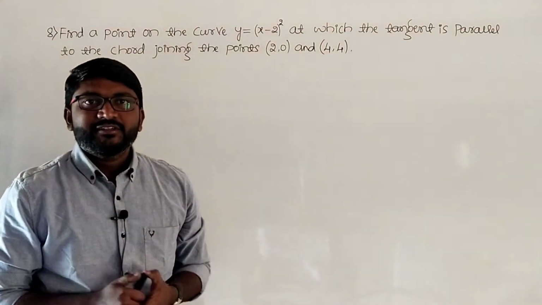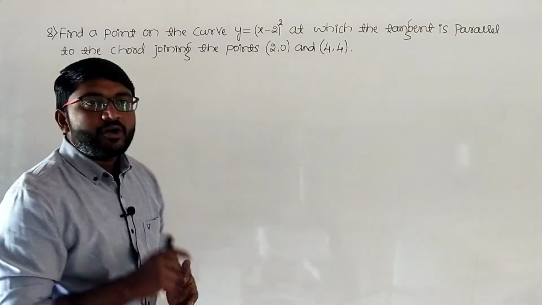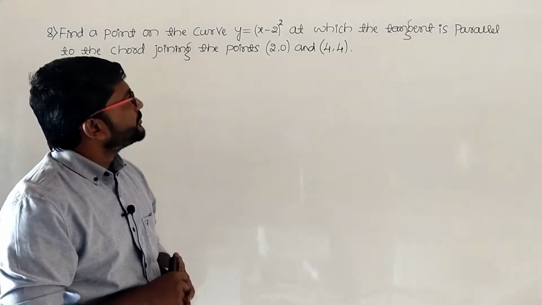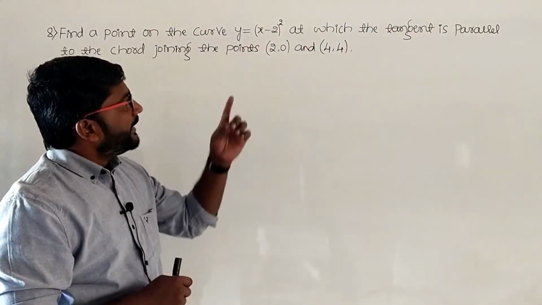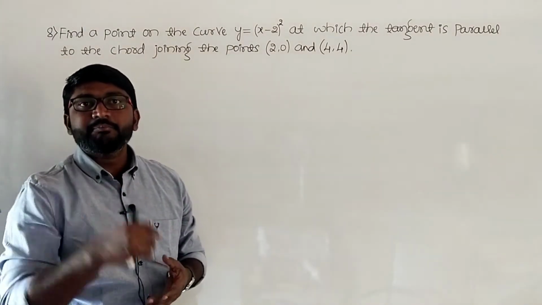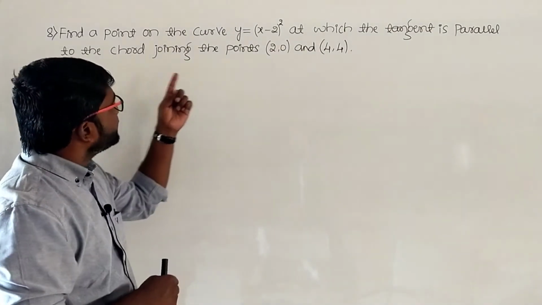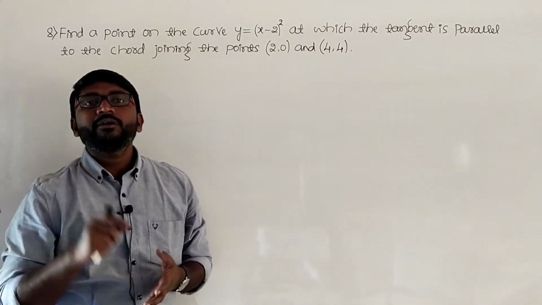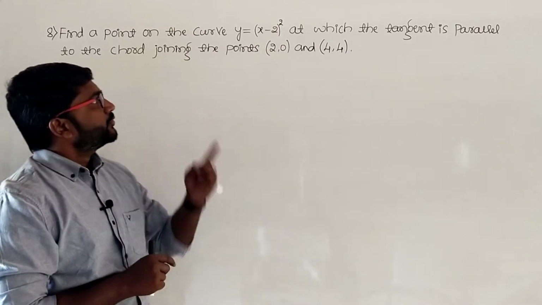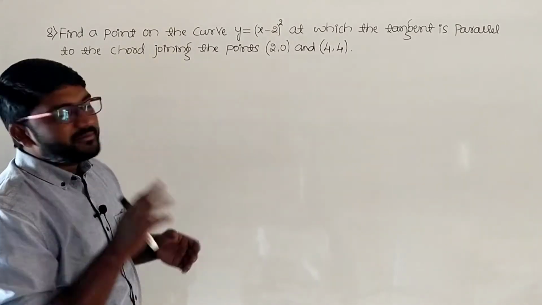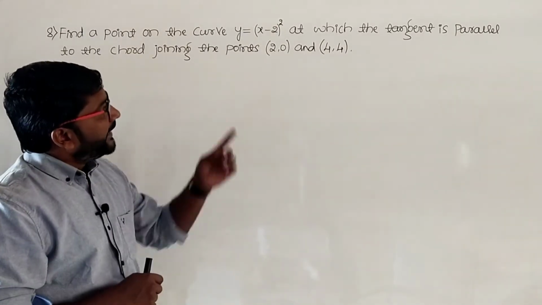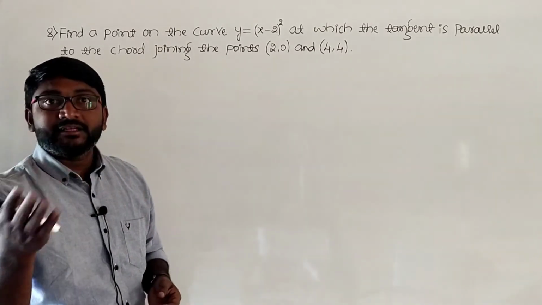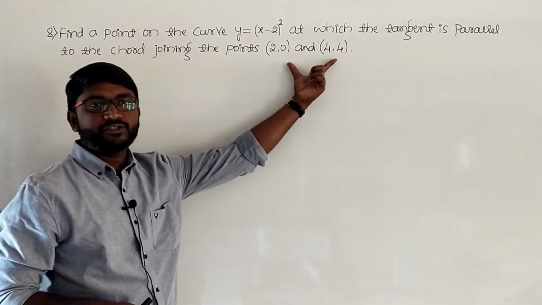So the 8th question: find a point on the curve y equals (x minus 2) the whole square at which the tangent is parallel to the chord joining the points (2, 0) and (4, 4). So here he has given the curve and we will have to find a point at which the tangent is parallel to the chord joining these 2 points.